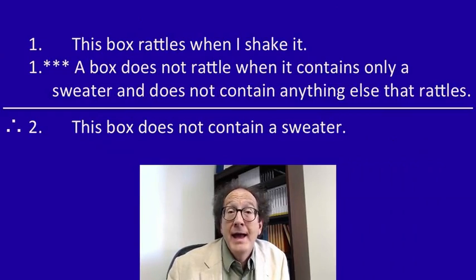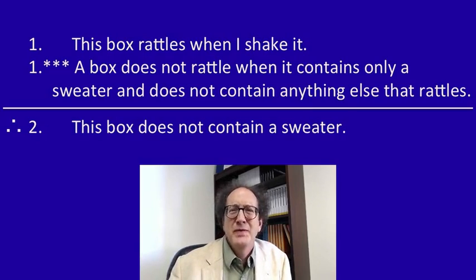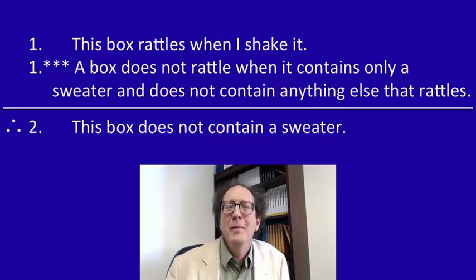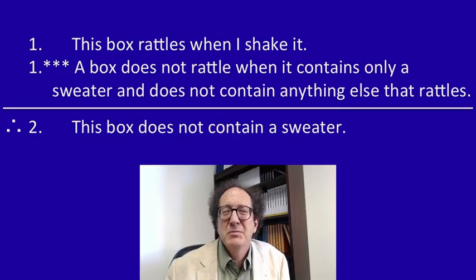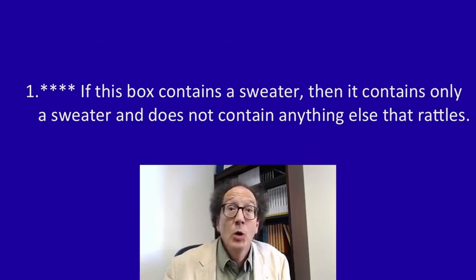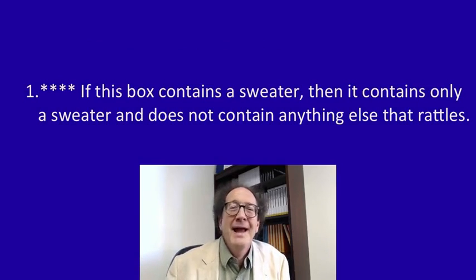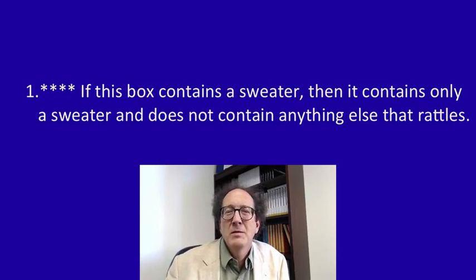Well, we could add, my wife's not a trickster. But basically that amounts to she wouldn't put rocks in a birthday present with a sweater in order to fool me. So we can make that a little more explicit by making the suppressed premise something like this: if this box contains a sweater, then it contains only a sweater, and it doesn't include anything else that would make a rattling sound when shaken. And now we can stick that as an extra suppressed premise into the argument.